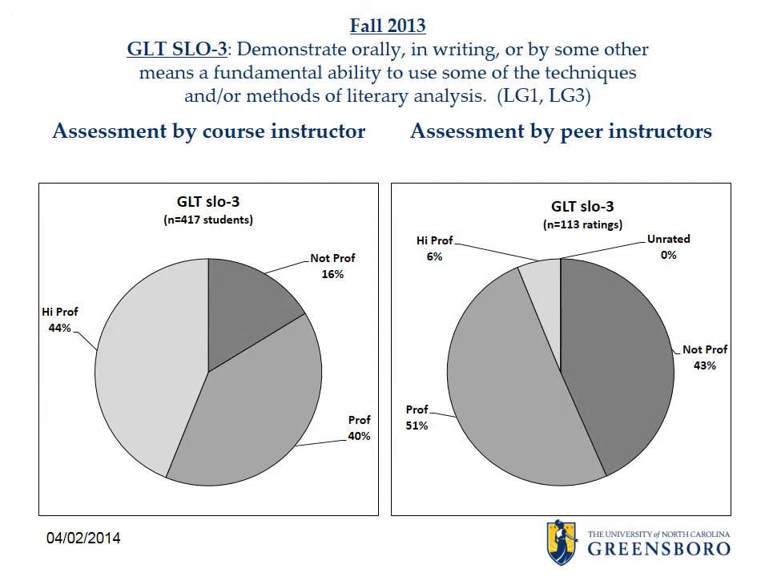For GLT Student Learning Outcome 3, course instructors rated 84% of student work as proficient or above. Peer reviewers rated 57% of sampled student work the same. Course instructors rated 16% of student work as non-proficient. Peer reviewers rated 43% of sampled student work the same, and 0% as unrated.